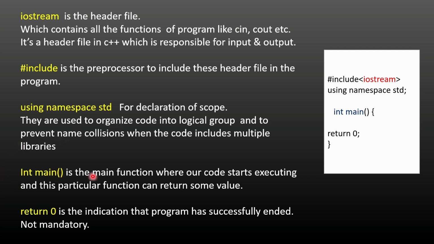The int main is the main function where the code starts executing. This particular function returns some value. Then return 0 expresses that the program has successfully ended. In the int main function, it is not required.